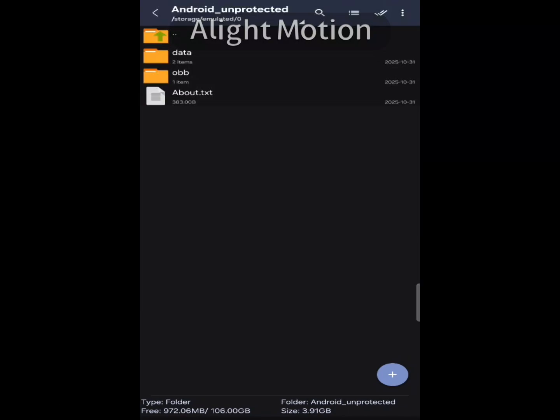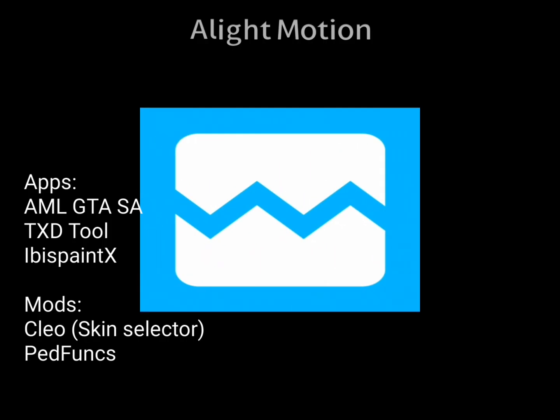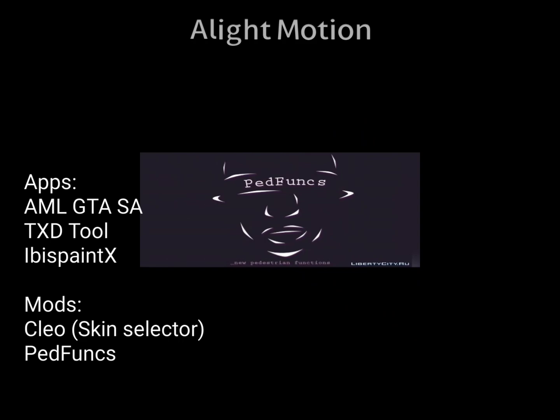Hi guys, here's a tutorial of how I retexture the character models in GTA San Andreas. I'm not going to make a tutorial on how to get these apps. You should be able to get them yourself. Just Google it. But first we need AML, the AML version of GTA San Andreas, the TXT tool, any drawing application, but I'm using Ibis Paint, and pedfunct for the mod, so you can use different skins.